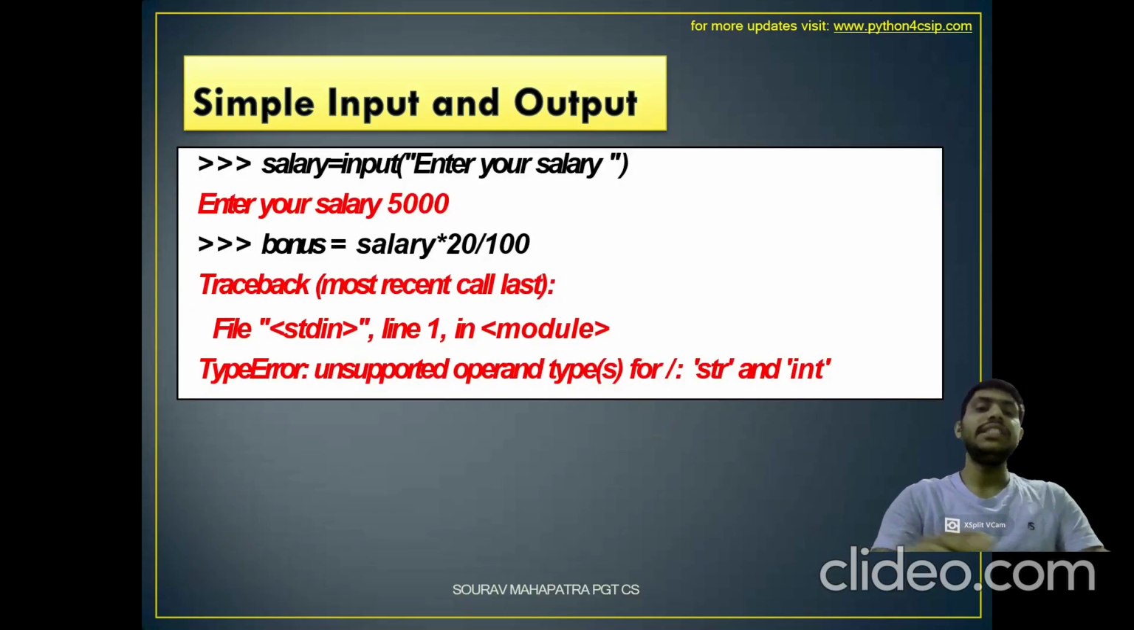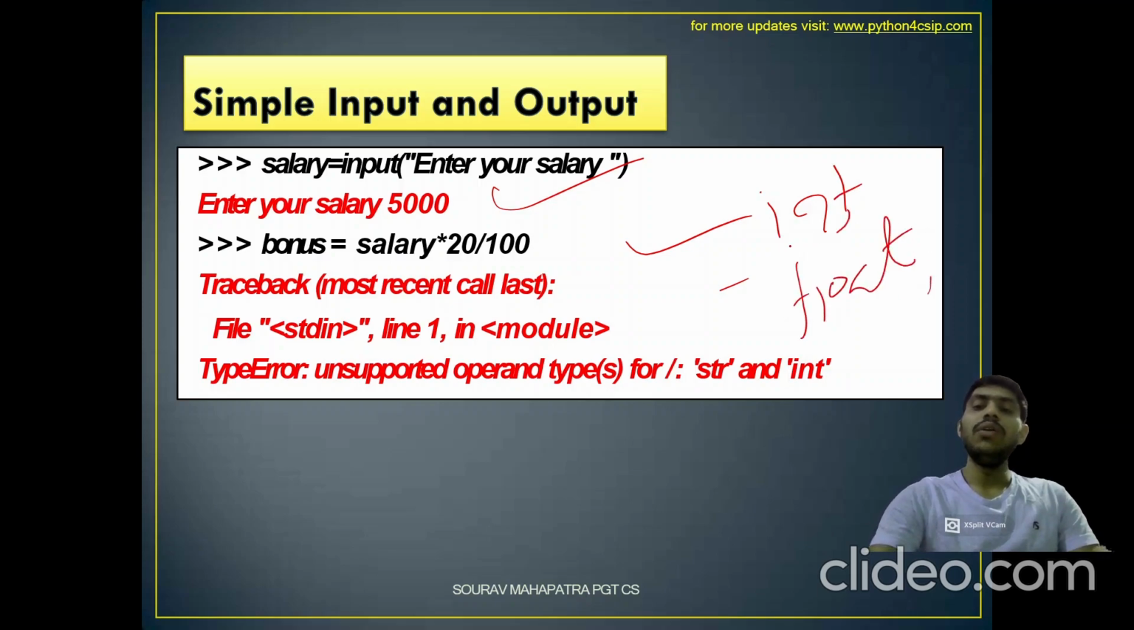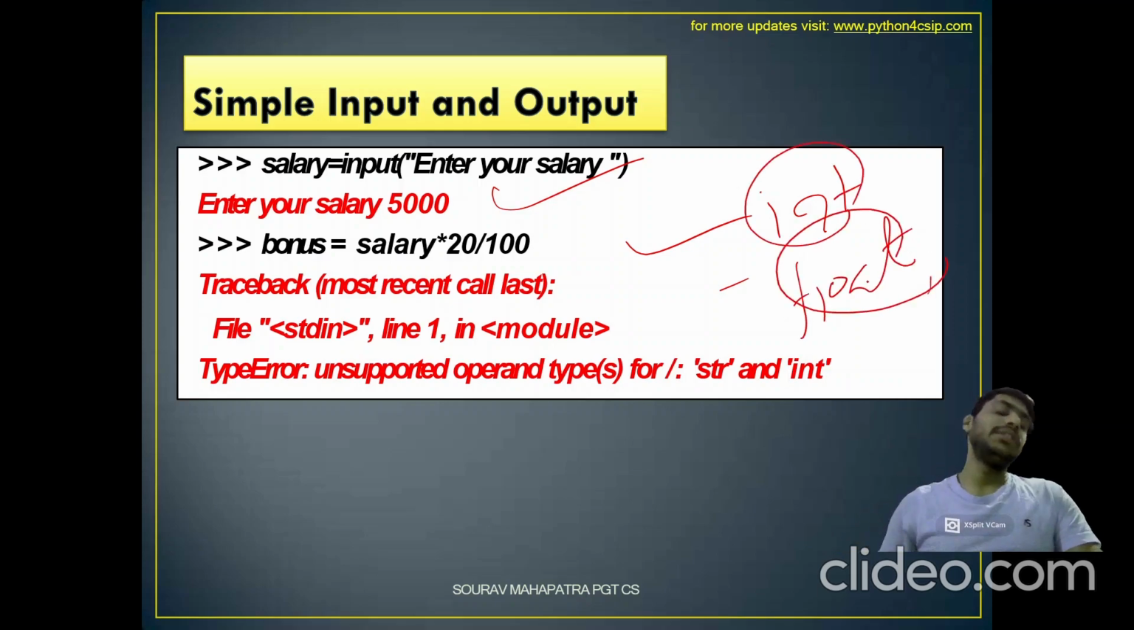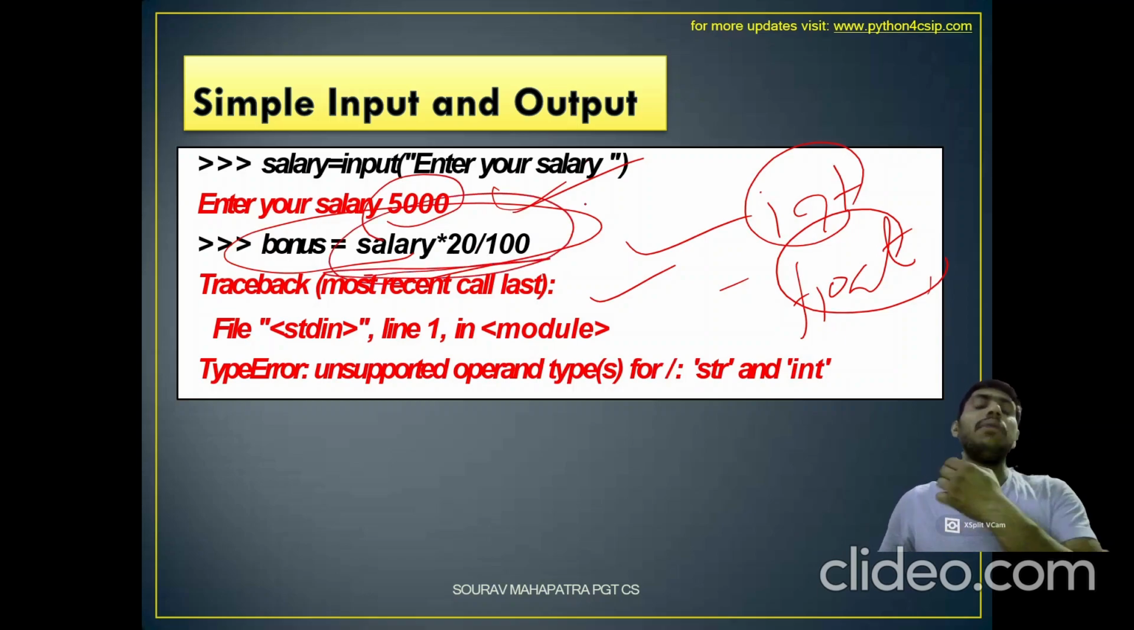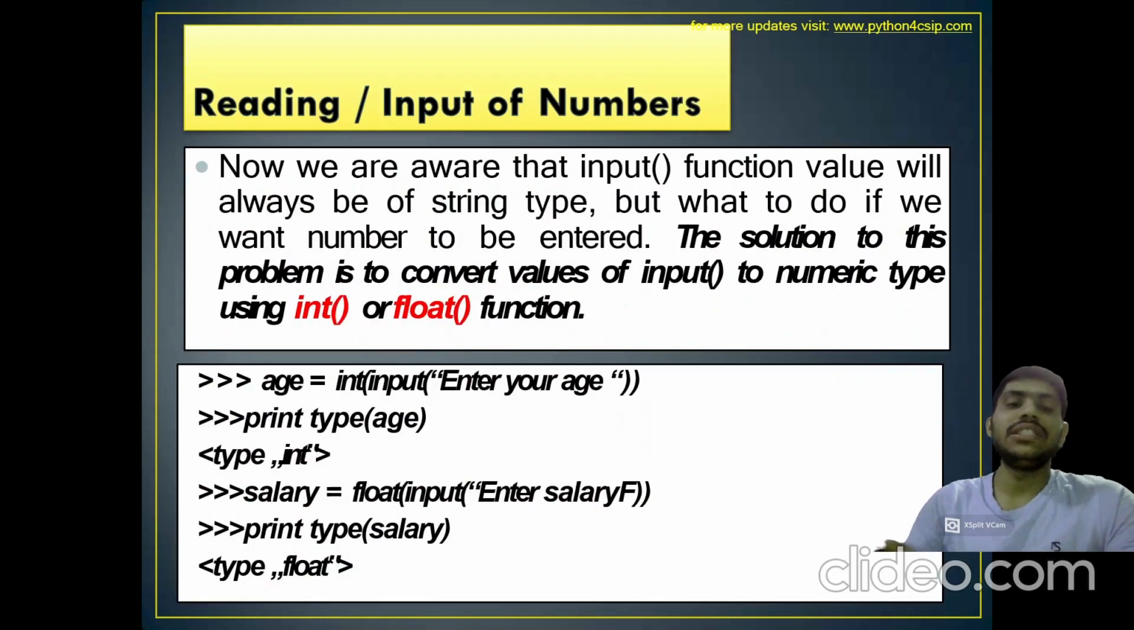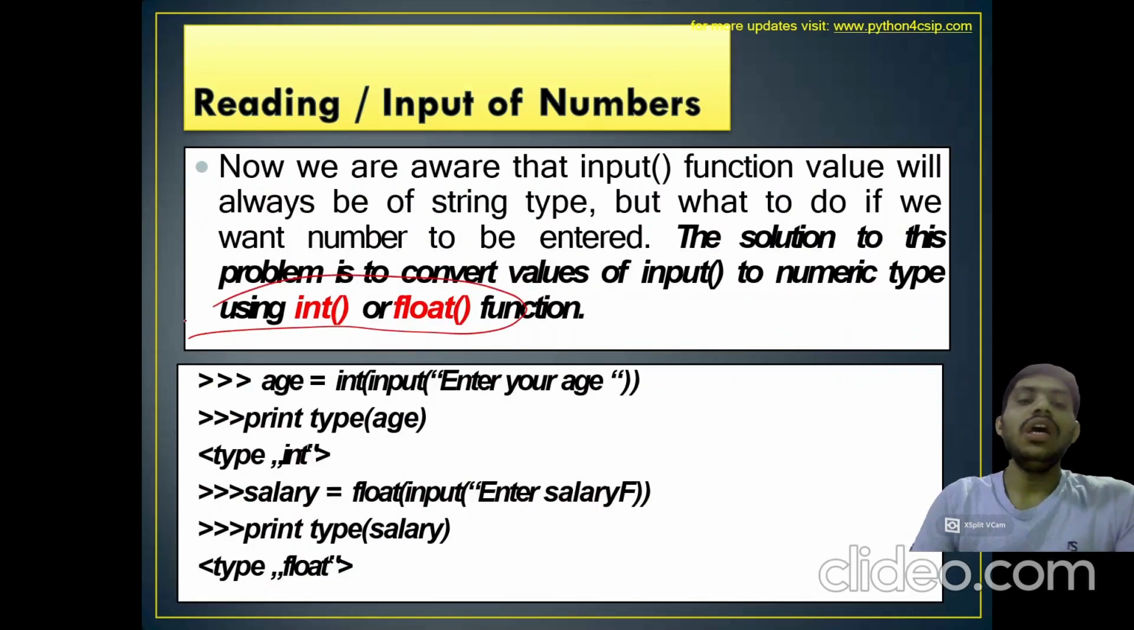How do you change it? By using functions like int and float before that input function. Then it will be changed. Otherwise, it will give you an error like this. You can see, enter your salary, 5,000. So 5,000 in which format? String format. So whenever you divide or do some calculation, it will not work, because why? It supports string value by default. So you have to change it using the int or float function.